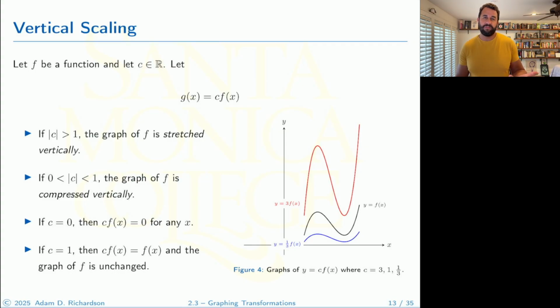It's like you're taking half of the value or a third of the value or 2/3 of the value or anything like that. If c is 0, then you're collapsing everything to nothing. 0 times f of x just gives you 0, and you have the 0 function. If c is 1, no change. You might as well not even write c. And those are all the possibilities.